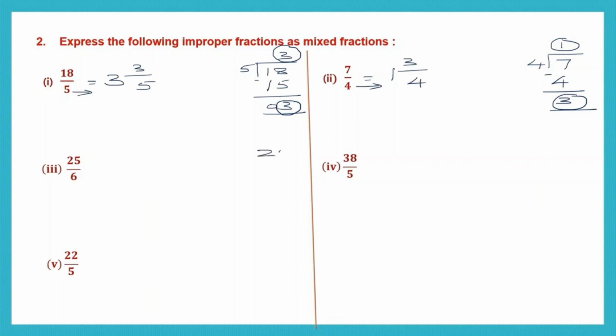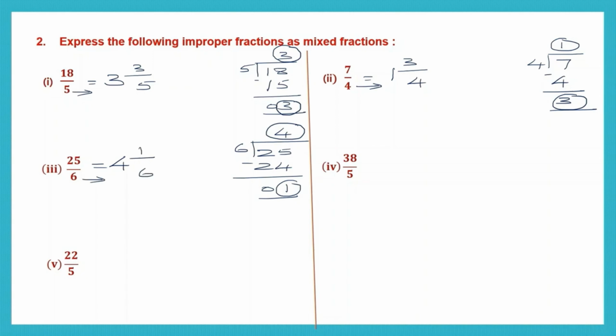Question 3, 25 by 6. So let's divide 25 by 6. 6 fours are 24. 25 minus 24 is 1. So now this is our quotient. Quotient is becoming the natural number. Now the remainder is going to become the numerator. Denominator, as I said, is the same. So 4, 1 by 6.